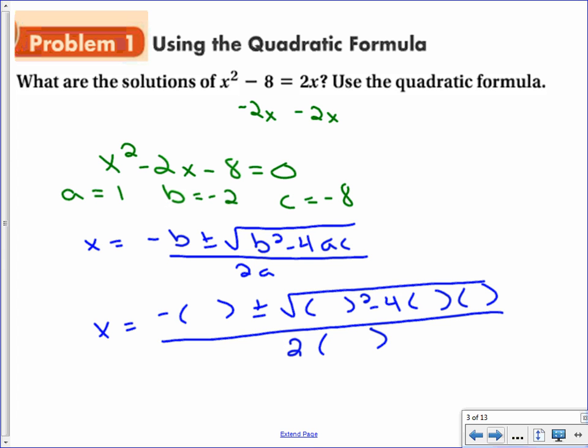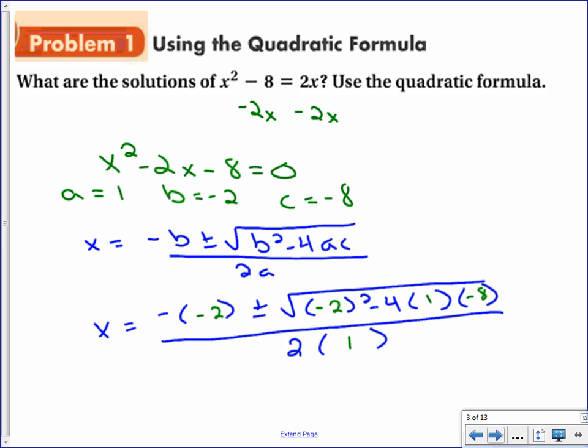The appropriate numbers are, we're supposed to put our b value in first, that's -2. And notice right away we have 2 negatives in a row. Continuing on, -2 goes here. Our a is 1. Our c is -8. And our a value again is 1.